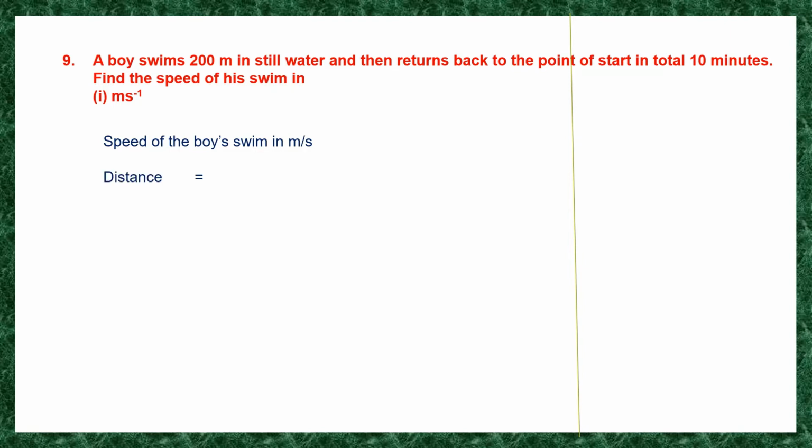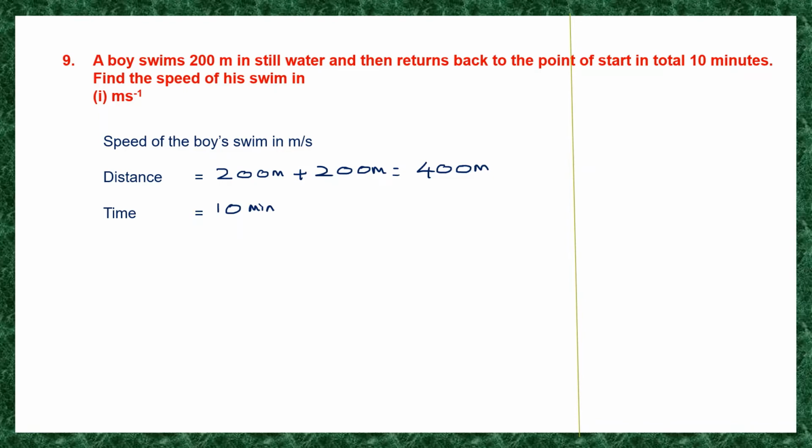Now the distance is, here it says 200 meters and then he returns back to the point of start. That means another 200 meters. So together this will be 400 meters. So the distance is 400 meters and the time is 10 minutes. Okay, and we have been asked to find the speed in meters per second.